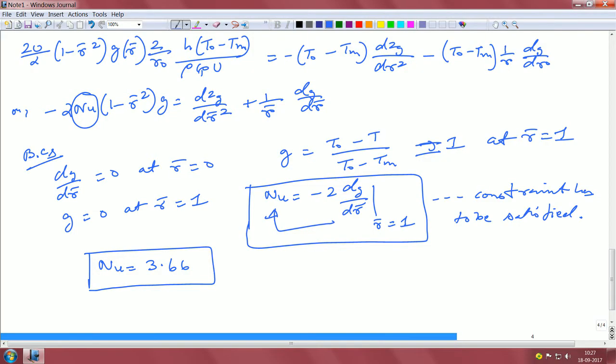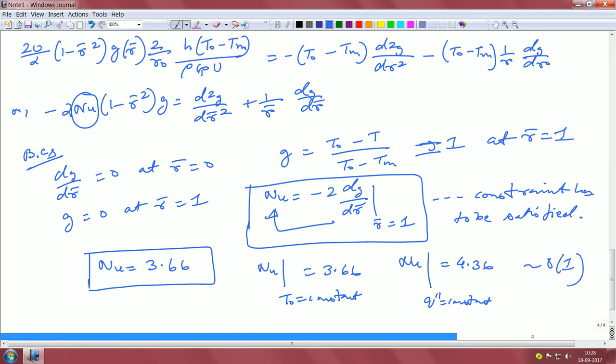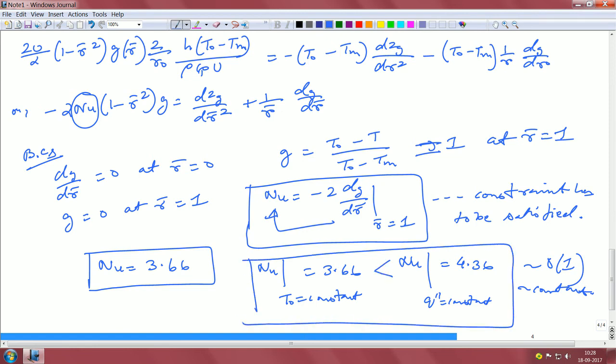So, this actually shows that the Nusselt number for the uniform wall temperature is actually a little lower than the uniform heat flux. So, Nusselt number for the T naught equal to constant condition is about 3.66. Nusselt number for q double prime equal to constant is about 4.36. Both are of the order 1, both are constant, which agrees with whatever we said earlier. But the heat flux one is slightly greater than the wall temperature one.